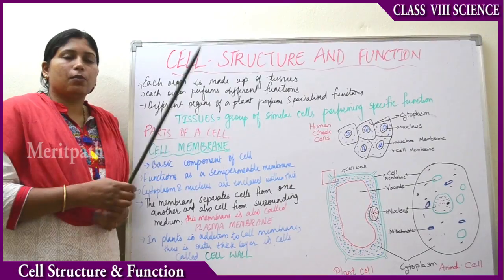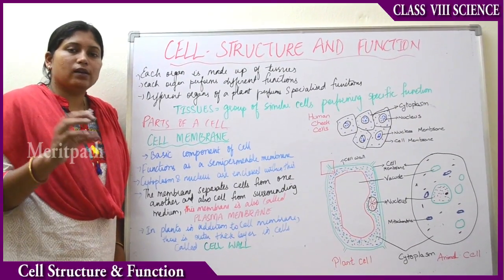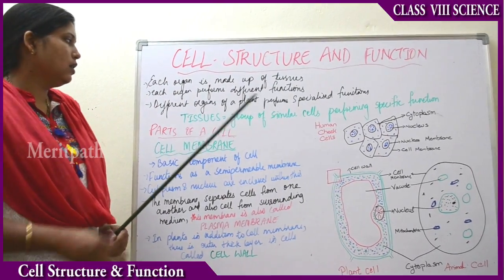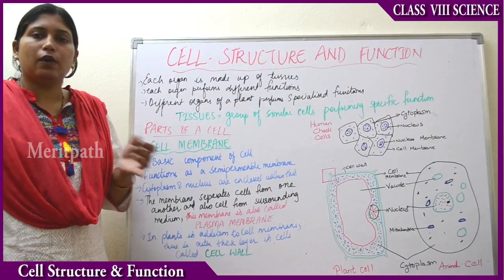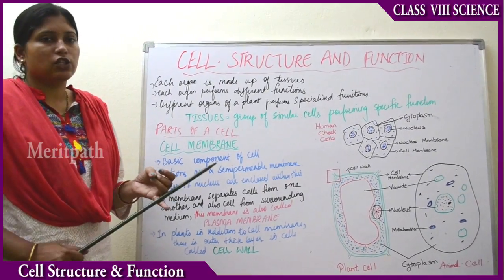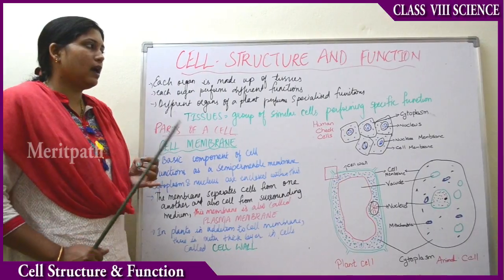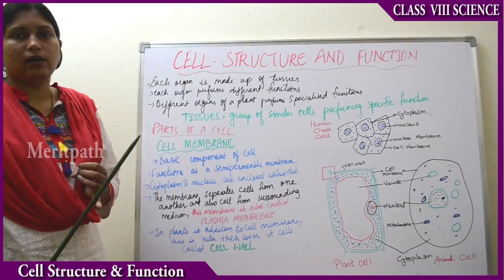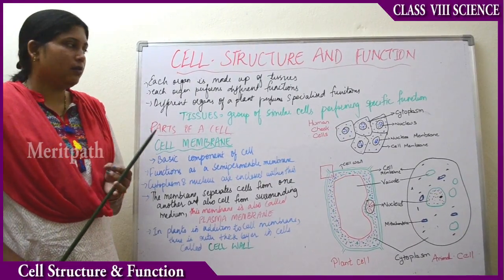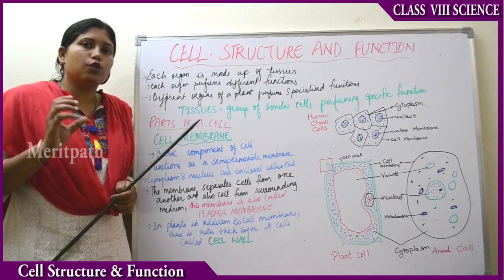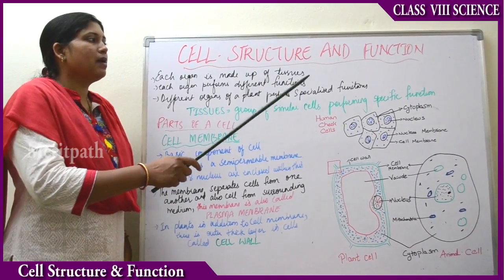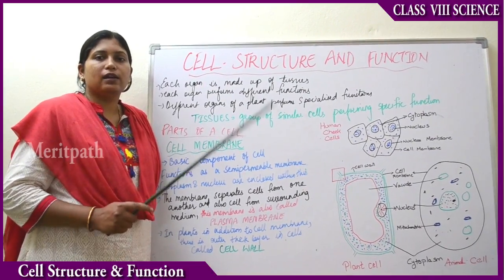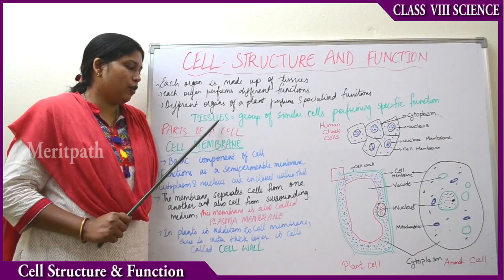Suppose it is the digestive system, then that organ has a specific function and it is made up of a specific type of tissues or cells. So different organs of a body perform different functions. Digestion is carried out by the digestive system. Then transportation is carried out by blood vessels, right? So tissues are nothing but a group of similar cells performing a specific function. Now that is the meaning of tissues.